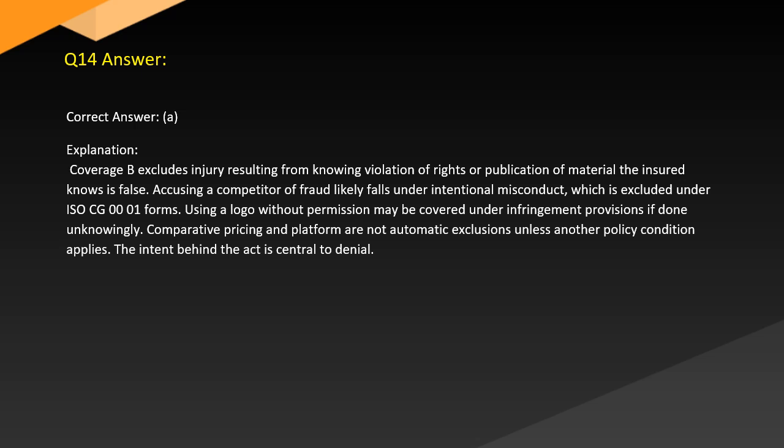Answer. Correct answer: A. Explanation. Coverage B excludes injury resulting from knowing violation of rights or publication of material the insured knows is false. Accusing a competitor of fraud likely falls under intentional misconduct, which is excluded under the CG 00 01 forms. Using a logo without permission may be covered under infringement provisions if done unknowingly. Comparative pricing and platform are not automatic exclusions unless another policy condition applies. The intent behind the act is central to denial.